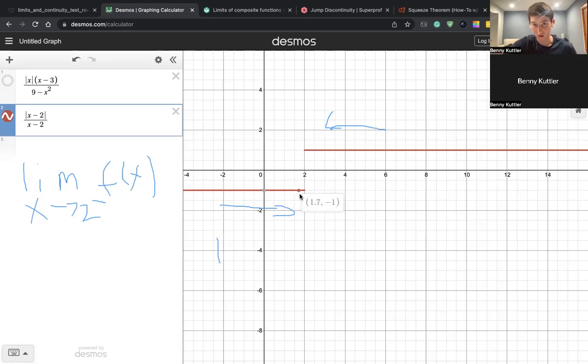So if we look, we're getting closer and closer, and it seems to be at -1 this whole time, and nothing changes up until this point. So the limit as x approaches 2 from the left is going to be -1.